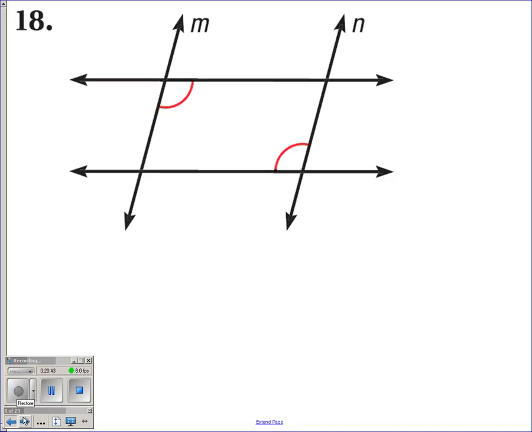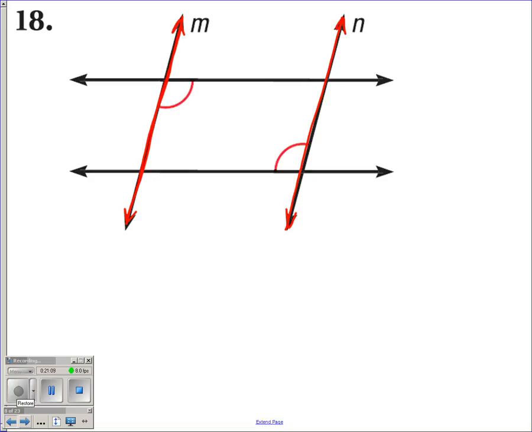Let's take a look at the next set of problems, skipping 17. Is there enough information to prove that line M and N are parallel? So we're looking at these two lines. Are these lines parallel? Not the ones that look horizontal, right? Well, let's take a look.